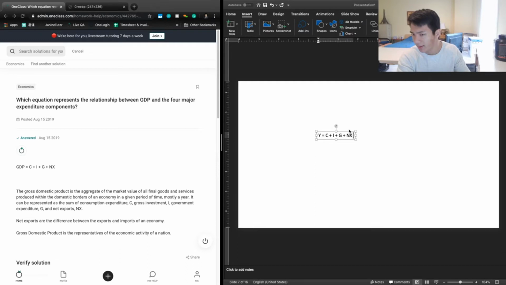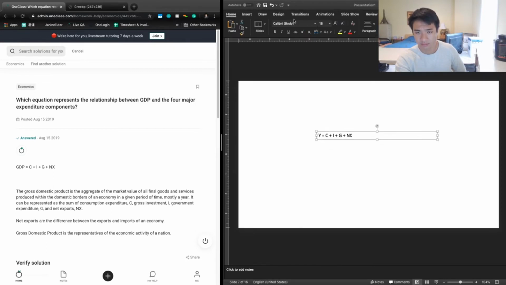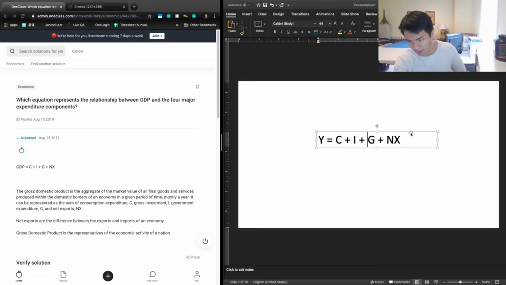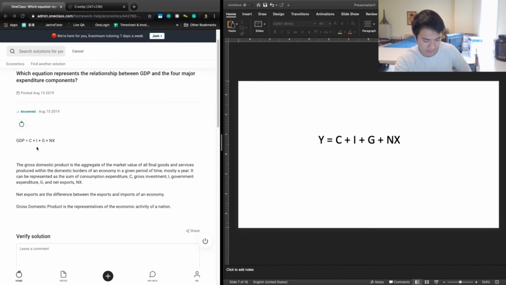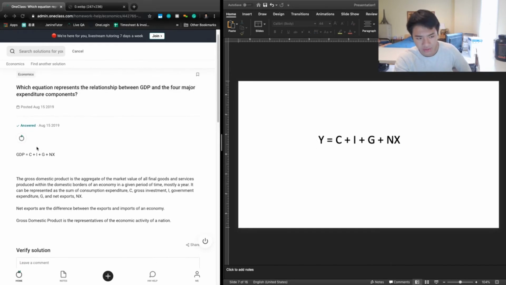So this is the expenditure approach to calculating GDP. And so C represents consumption, I is investment, G is government spending, net exports is exports minus imports. And so if we add up all these things together, these are the expenditure components for GDP. Let's take a look at the answer choice given by the tutor. So yep, GDP is equal to C plus I plus G plus NX.